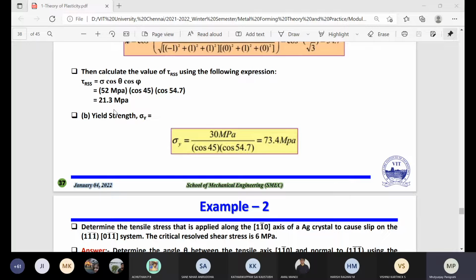So again, you have to go for the theta and phi, in a similar way. But you have to find out which one is the slip direction and which one is the slip plane, then it will be easy.